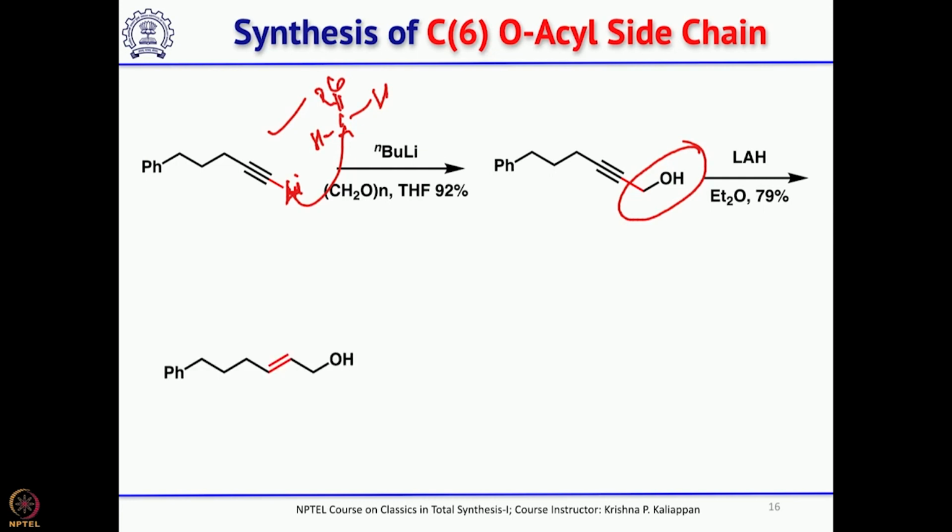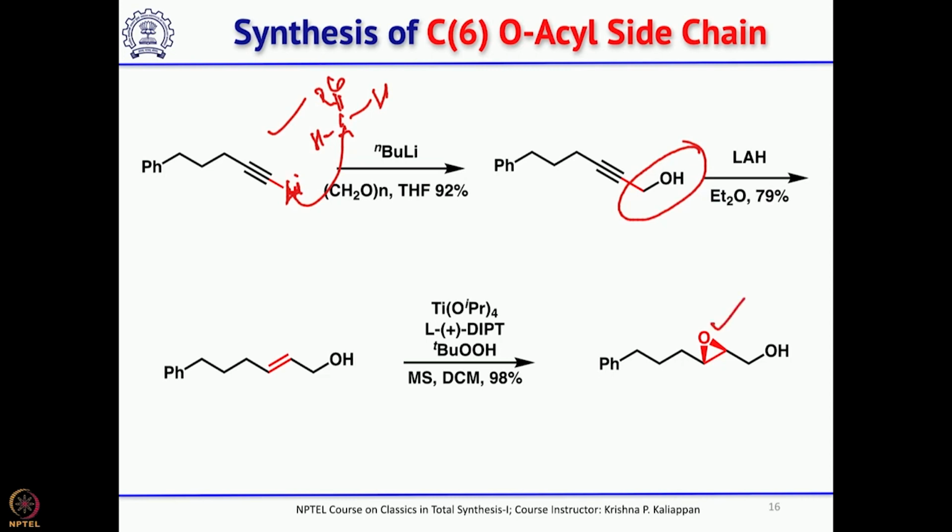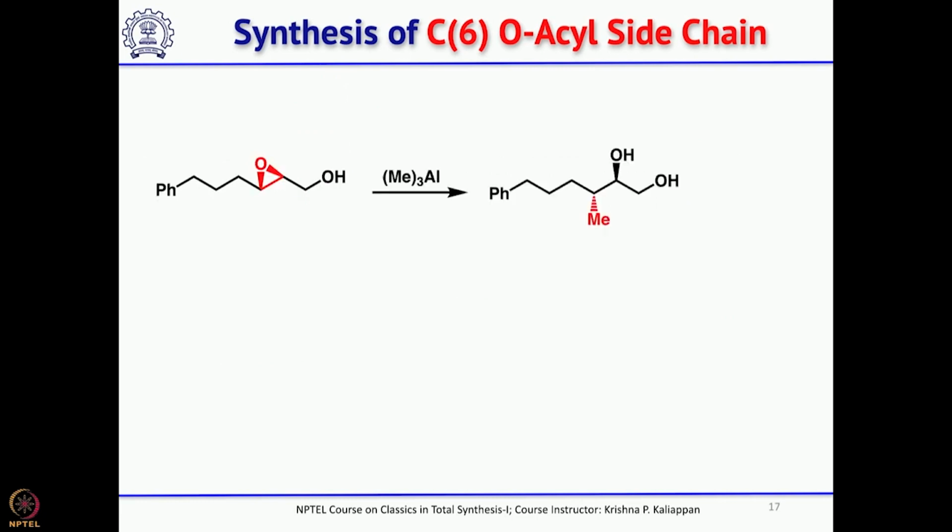So that was done easily, and this trans allylic alcohol, once you have it, can undergo Sharpless asymmetric epoxidation. So the Sharpless asymmetric epoxidation with titanium and diisopropyl tartrate gives this epoxide. So once you have this epoxide, that epoxide can be opened, particularly the epoxides derived from Sharpless conditions on allylic alcohol. This can be easily opened with trimethyl aluminum.